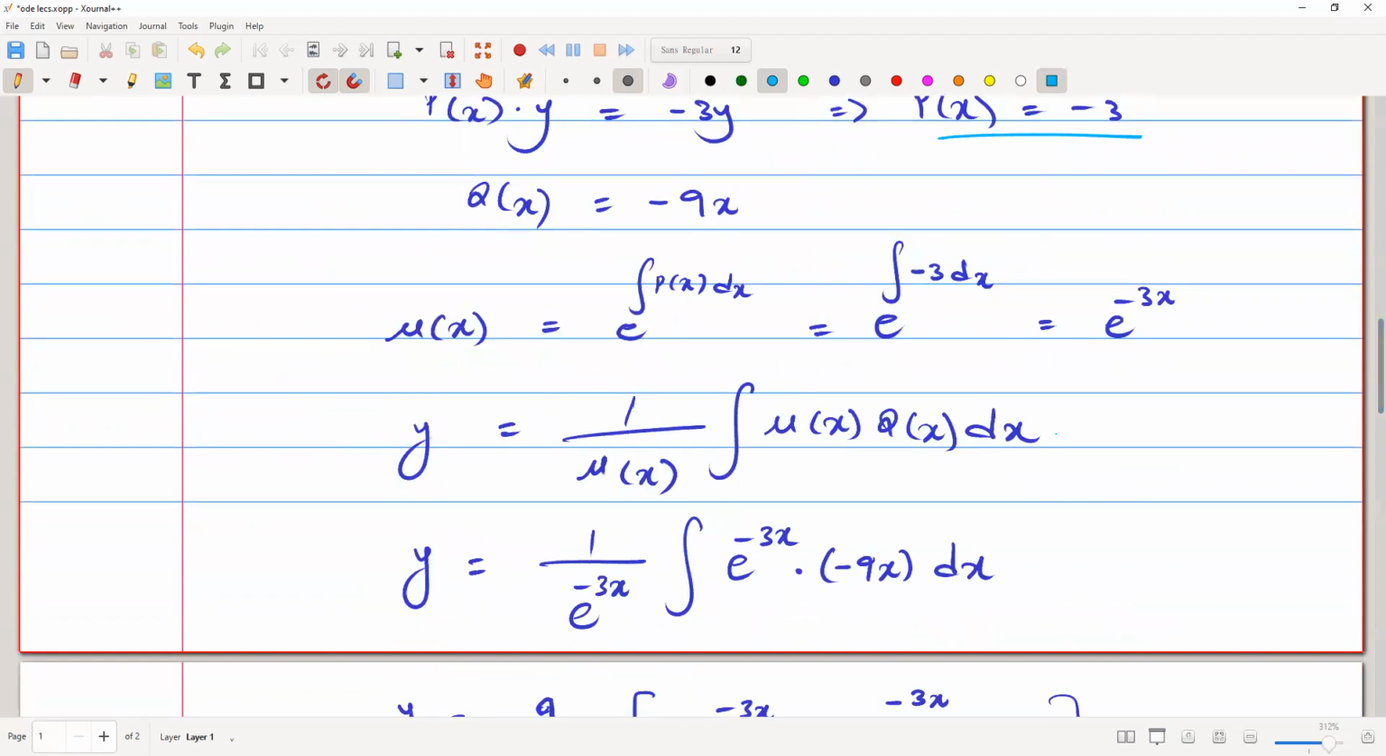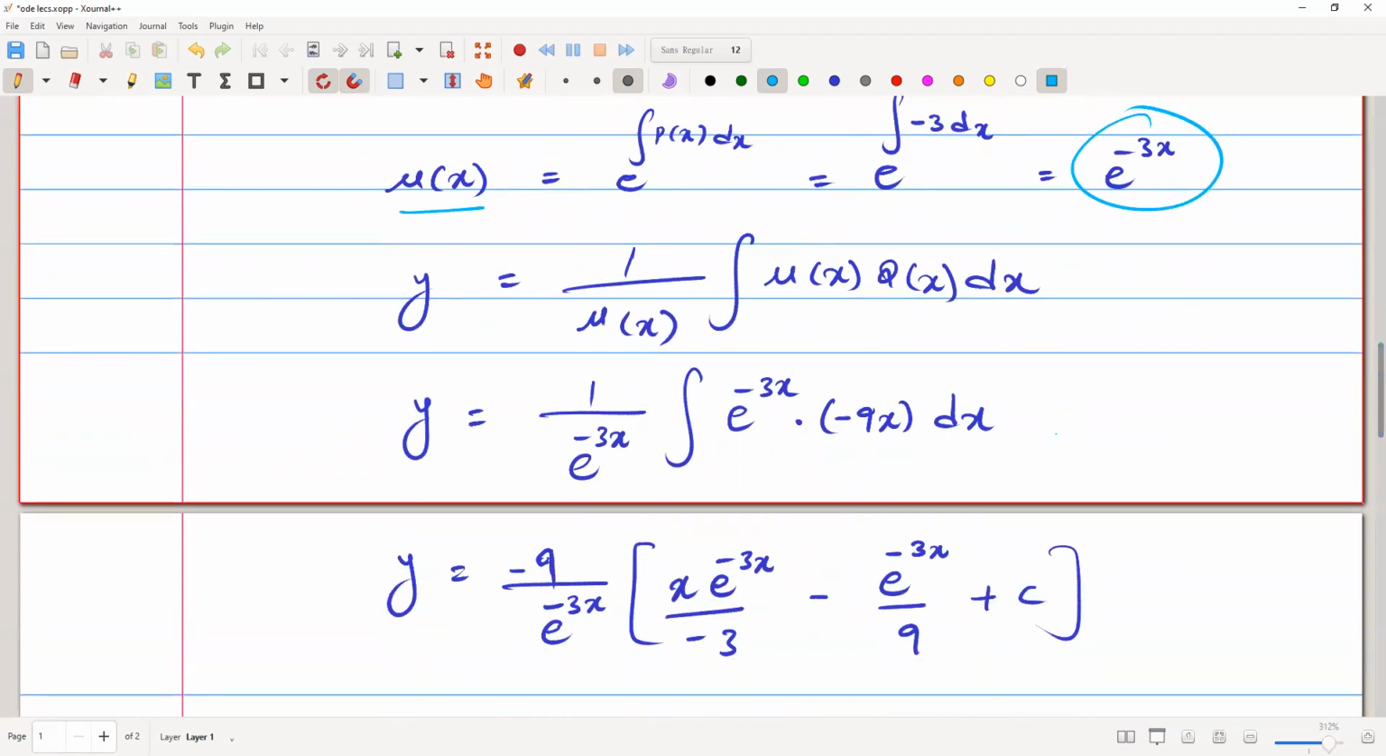Then we can simply calculate the integrating factor, that is mu of x. It will be e to the power integral p of x dx, where p of x equals 3. So the integral of 3 is 3x. Therefore, the integrating factor is exponential to the power 3x, and we can simply multiply this integrating factor with the whole equation, and then we will get a complete derivative on the left hand side. And again, we have the formula here, this formula, right?